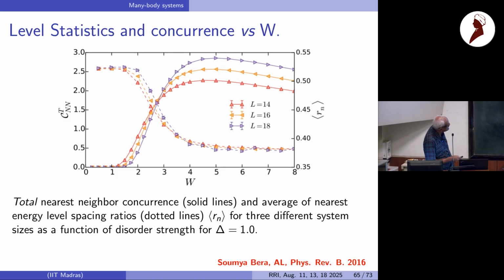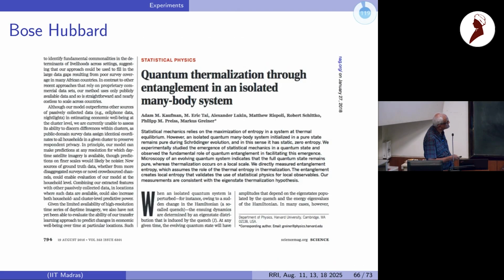It actually increases here in the ergodic phase or in the chaotic phase. It's very small, and here it's very large. So in the many-body localized phase, you have entanglement between spins and no large-scale entanglement. There are a lot of interesting experiments, such as quantum thermalization through entanglement in an isolated many-body system, which deals with Bose condensed gases, and in fact here it simulates a Bose-Hubbard model.